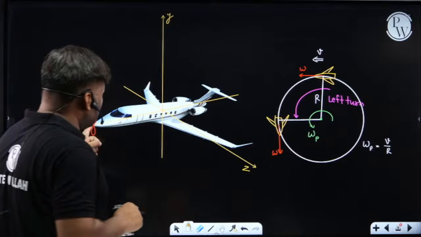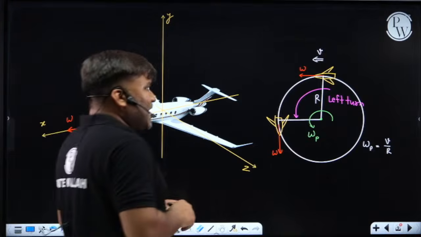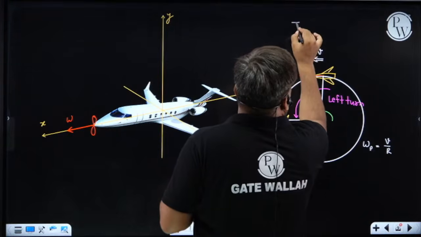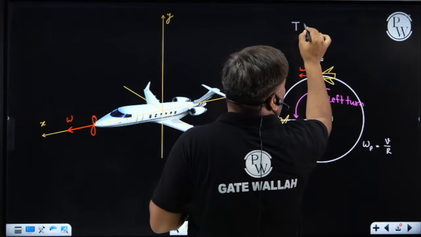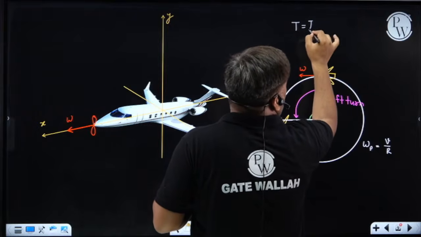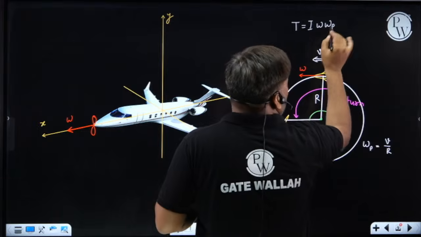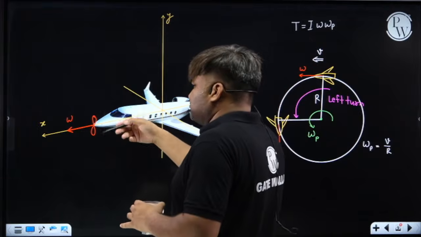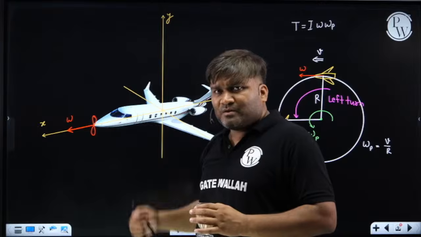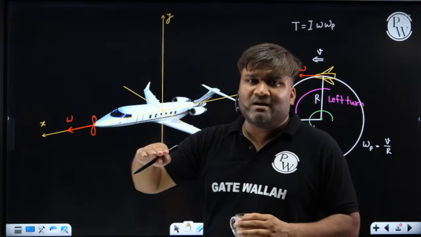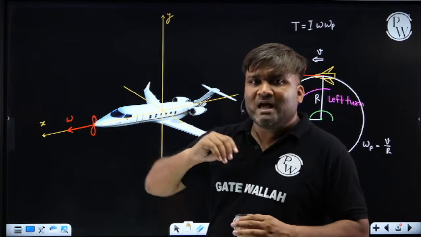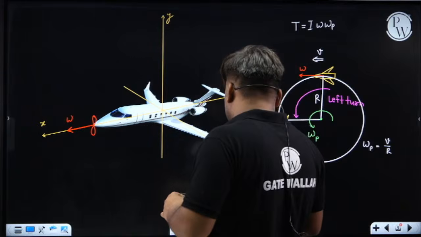Moment of inertia of this rotor is given. So how much torque, active torque, and reactive torque of the same magnitude, will it be? I omega omega p. Omega will be given, that is, the speed with which it is rotating, the velocity of the plane, and the radius of the path in which we are taking the turn. Everything is given. Just put the values and you will get the answers.